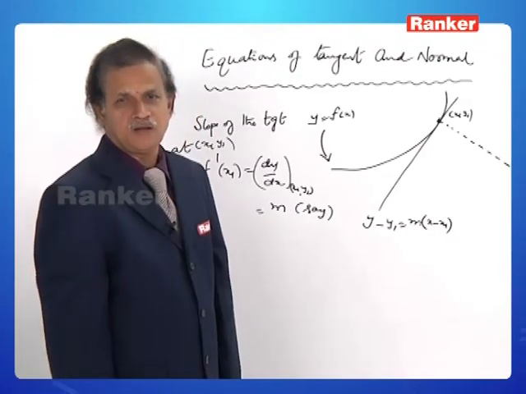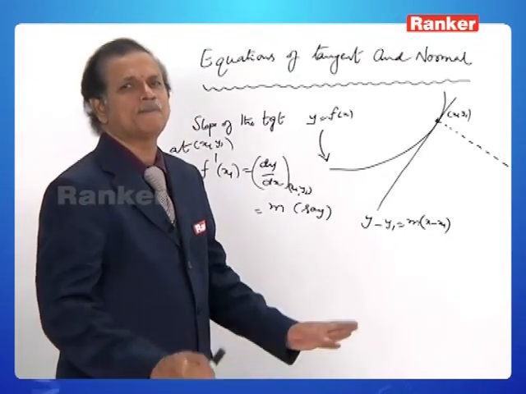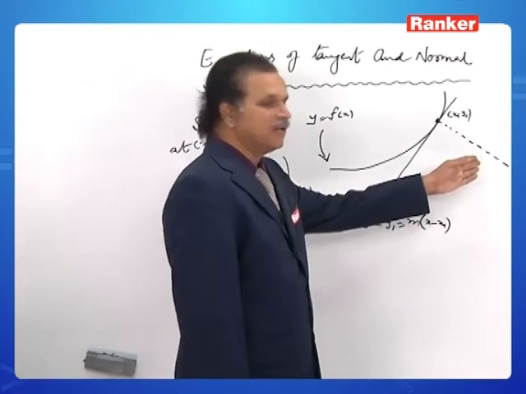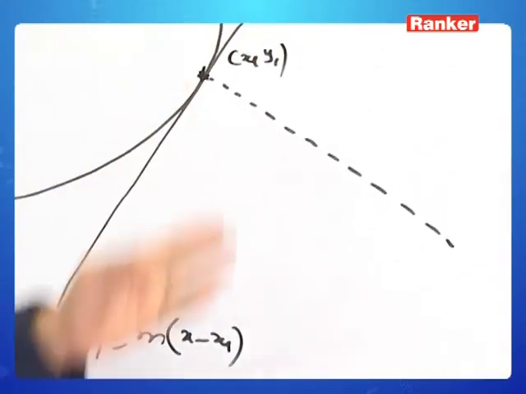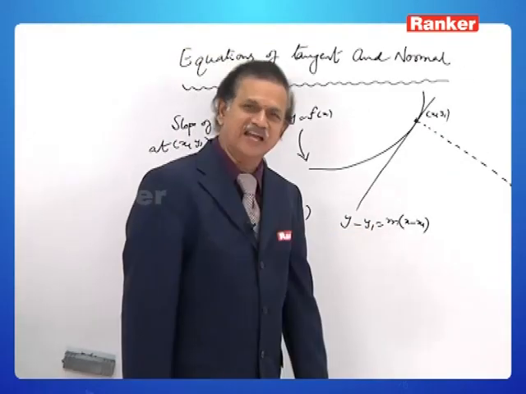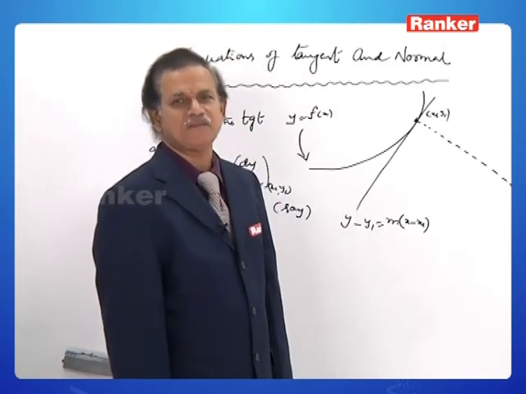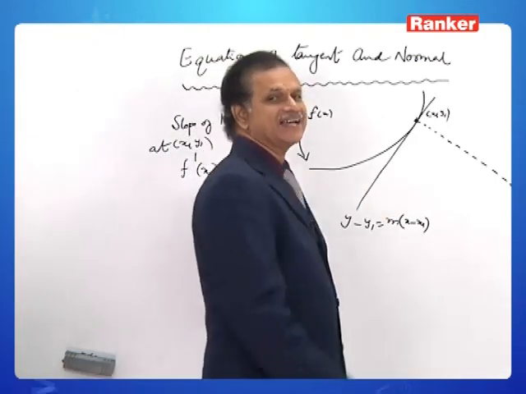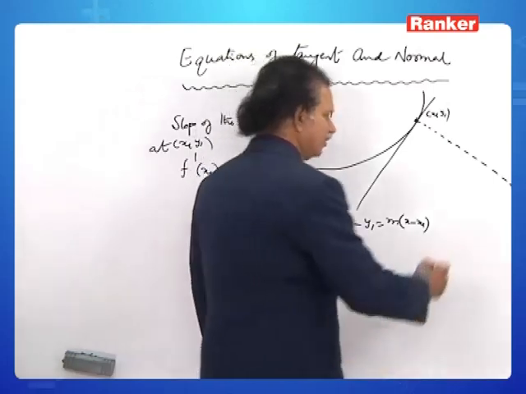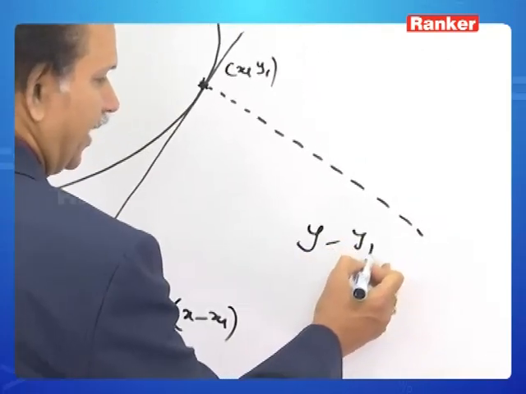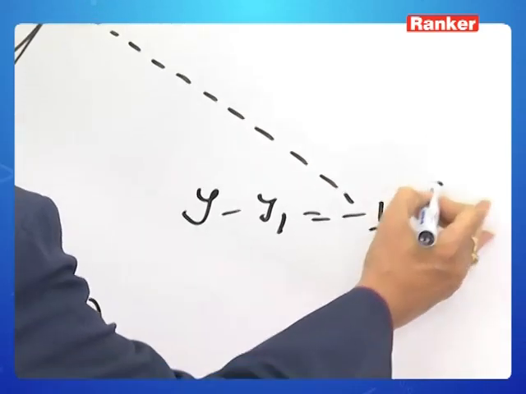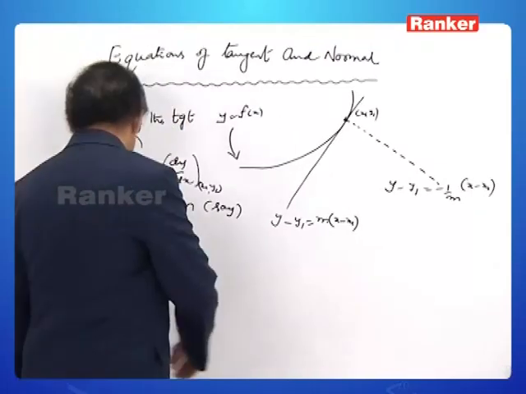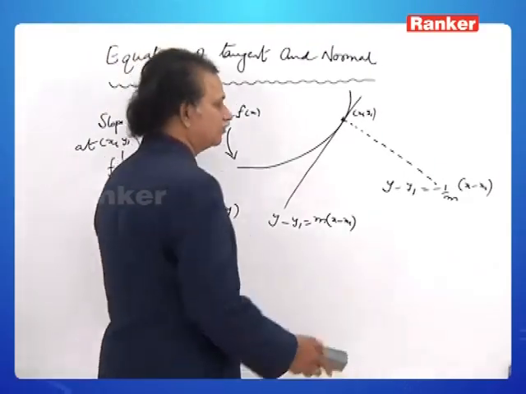What can you say about the normal? It's very simple. Just the slope changes. Recall that a normal is a line perpendicular to the tangent. If the slope of the tangent is m, automatically the slope of the normal will be minus 1 by m, because these two are perpendicular. Hence, can you guess the equation of the normal? It's very simple. y minus y1 is equal to minus 1 by m into x minus x1.